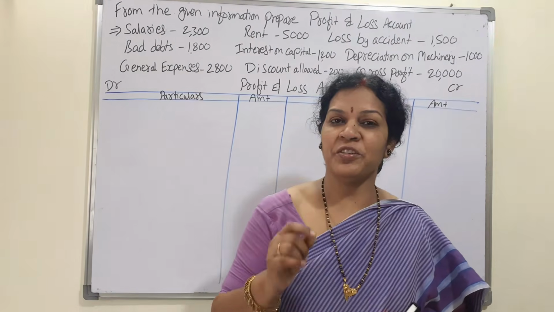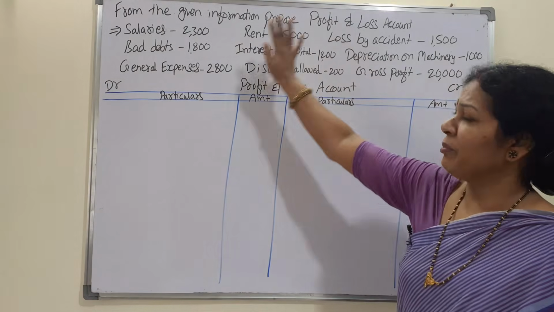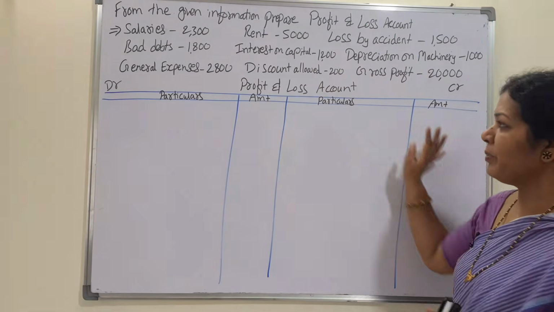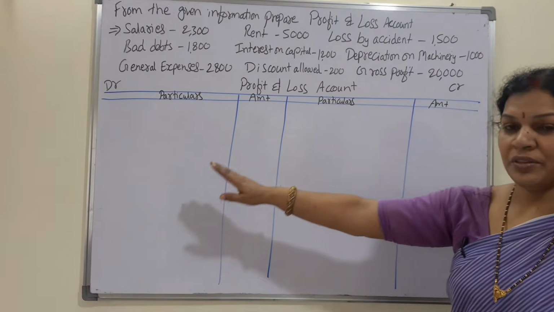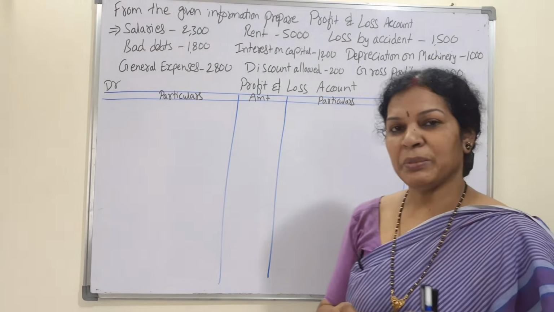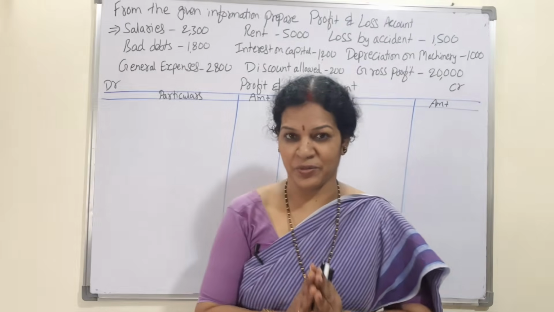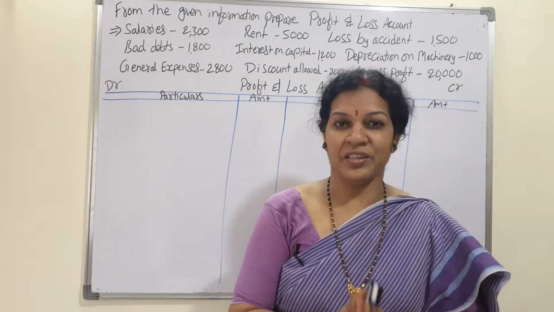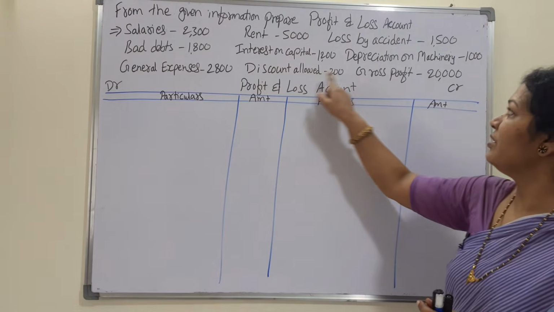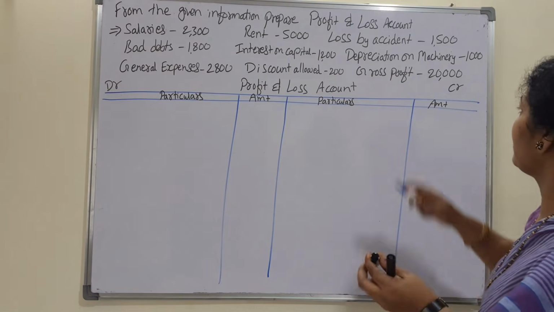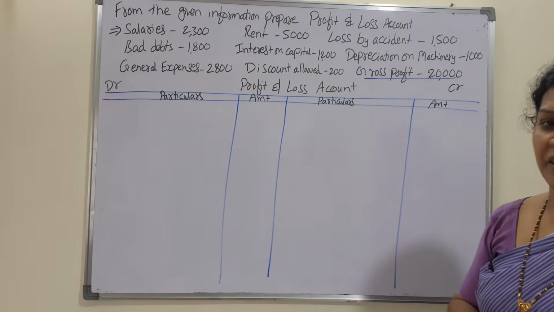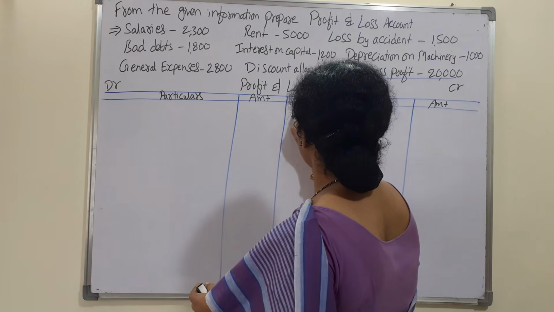One problem related to the profit and loss account. Some information is given to us. From the given information, prepare the profit and loss account. The proforma is ready: profit and loss account, debit, credit, particulars, amount. Always remember, profit and loss account will start with the gross profit. Search for the gross profit in the given information. Where is the gross profit here? It's here. So gross profit: we'll first write the gross profit on the credit side. By gross profit.